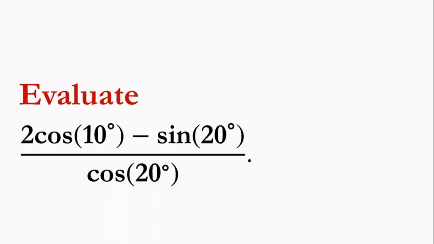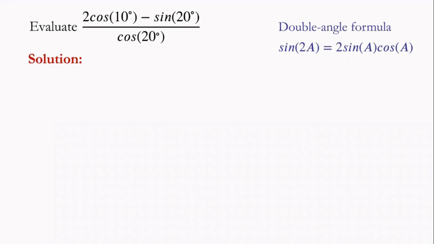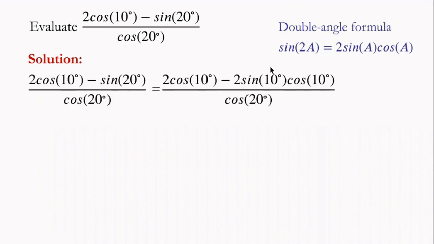Evaluate (2 cosine 10 degrees minus sine 20 degrees) over cosine 20 degrees. Double angle formula: sine 2A equals 2 sine A cosine A. By applying this formula, we can write sine 20 degrees as 2 sine 10 degrees cosine 10 degrees.